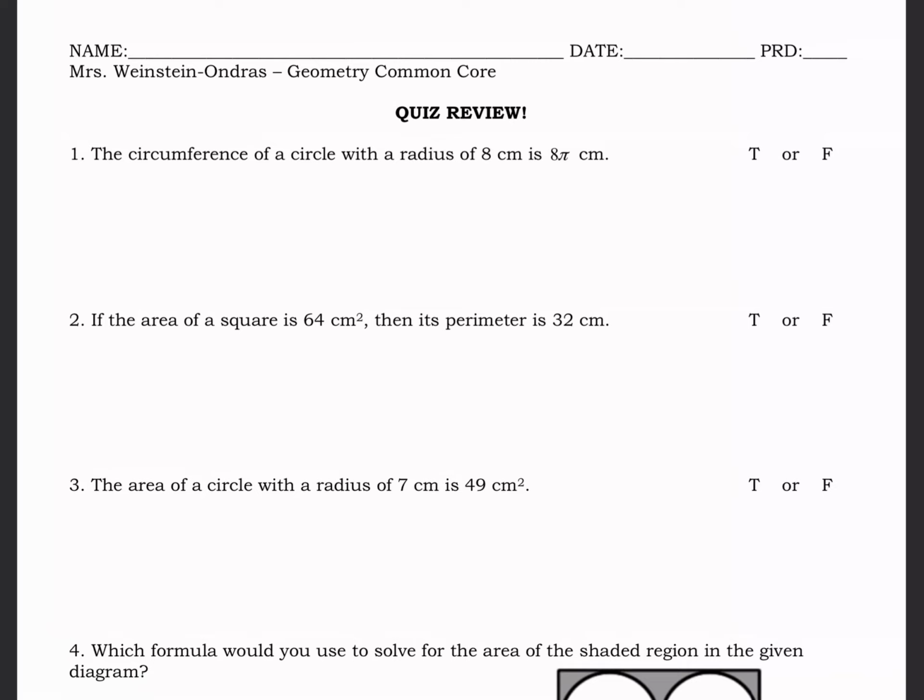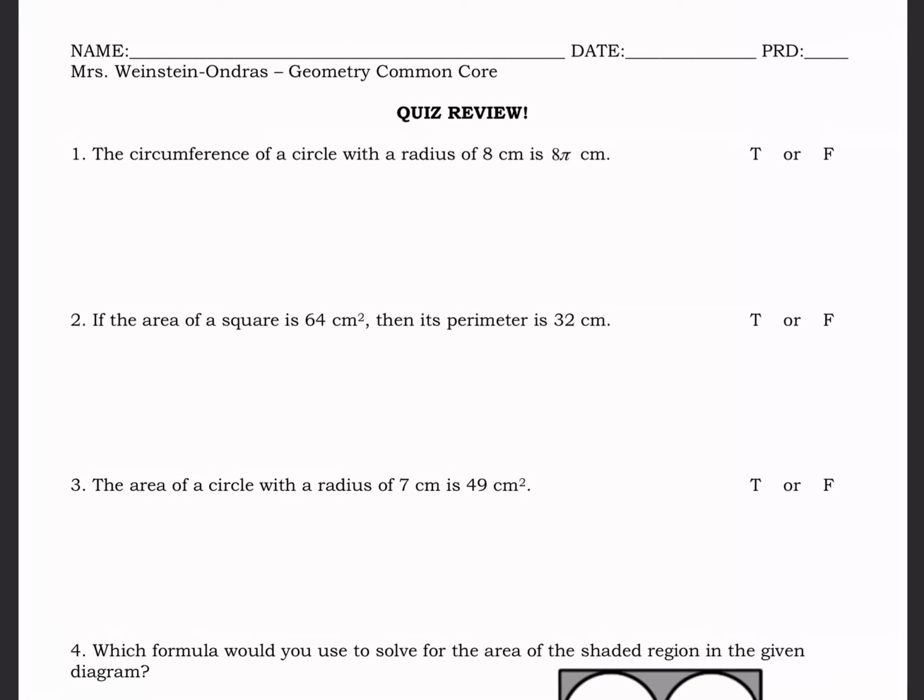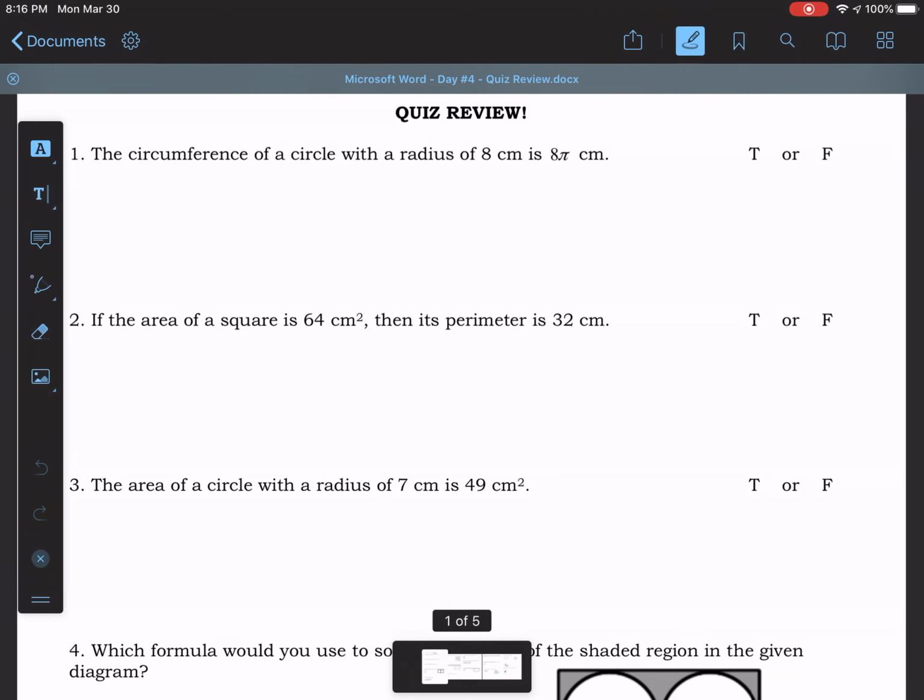The circumference of a circle with a radius of 8 centimeters is 8 pi centimeters. So true or false? Okay. So we know that the formula for the circumference of a circle is pi times diameter. Okay. So if we have a circle with a radius of 8, that means that my diameter is 16 because the radius is half of the diameter.